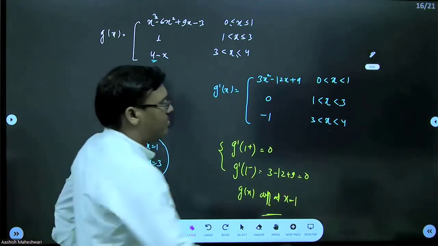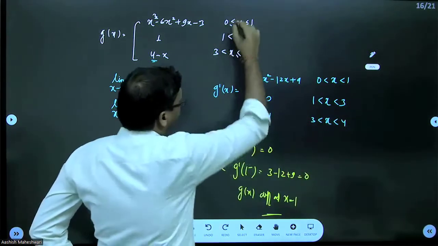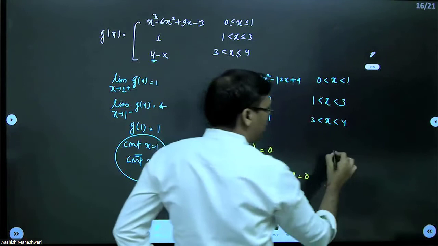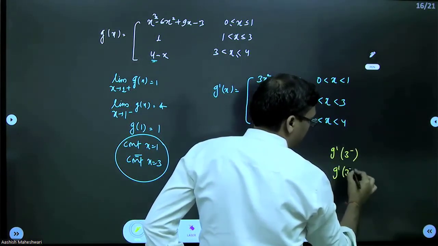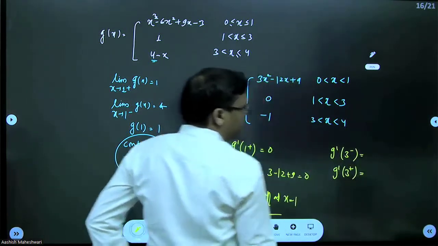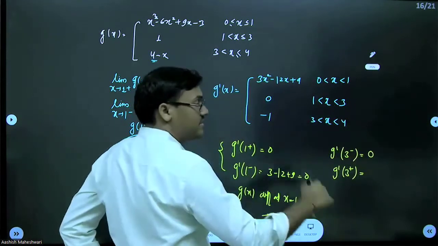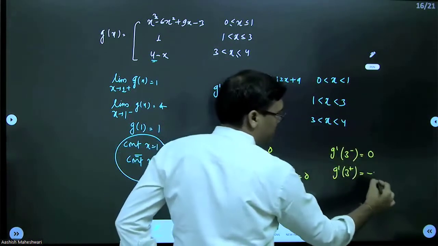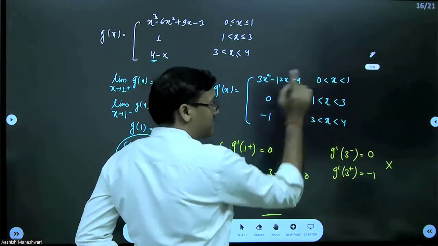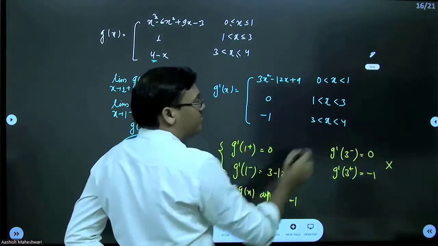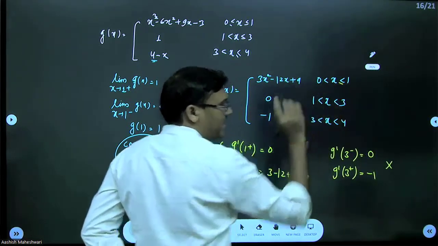Now second, we have to check the differentiability at 3 also, because the function is changing its definition at 3. So what is g dash 3 minus, what is g dash 3 plus? G dash 3 minus is 0. And g dash 3 plus is equal to minus 1, which are not equal. That means the function is non-differentiable at 3, but it is differentiable at 1, because the limit from both sides is the same. So you can put 1 at any point.